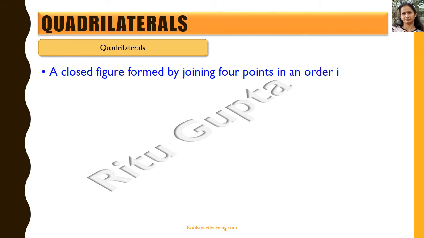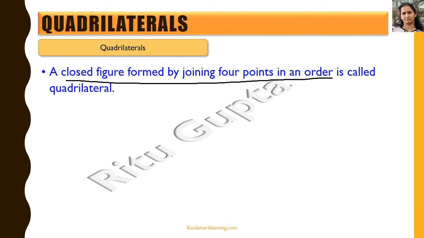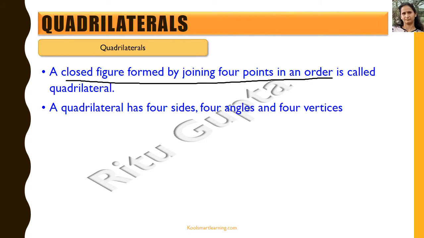So friends, let's first start with understanding what quadrilaterals are. We've already learned in earlier classes that any closed figure formed by joining 4 points in an order is called a quadrilateral. So a quadrilateral has 4 sides, 4 angles and 4 vertices.